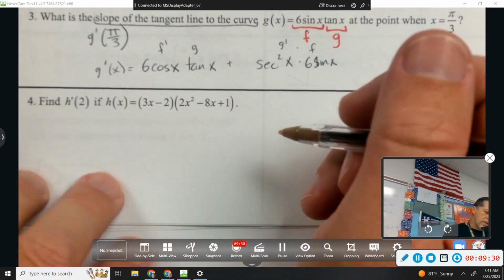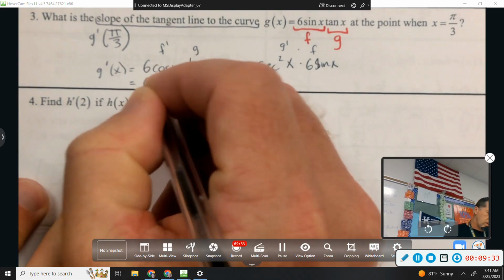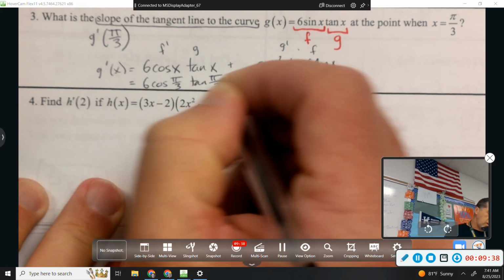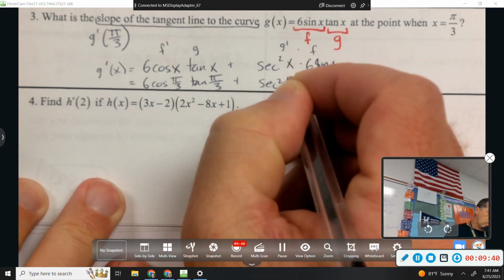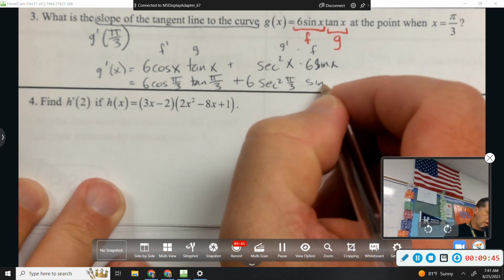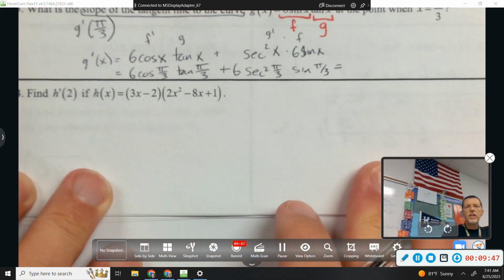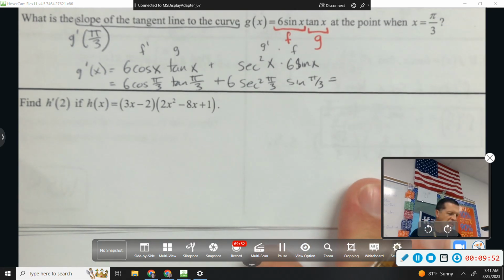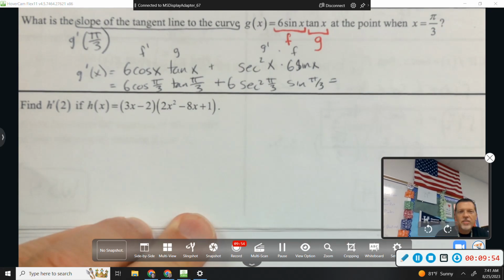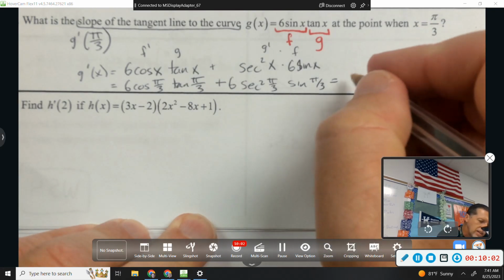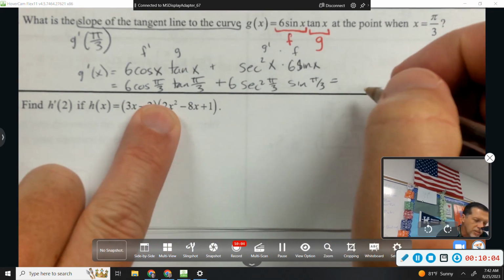Okay, now for the unit circle. 6 cosine pi over 3, tangent pi over 3, secant squared pi over 3. I'm going to move the 6 out front. Sine pi over 3. Getting short on space here. That's a safe stop, right? Because it's calculator ready. There's no calculus left. So on a free response question, you could leave it like that, but we're not going to have free response questions that look like that.